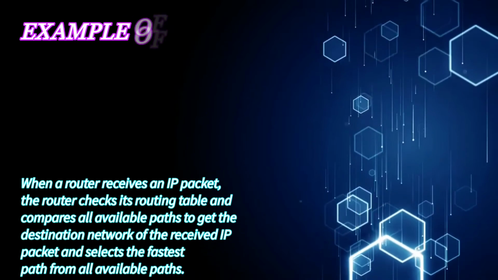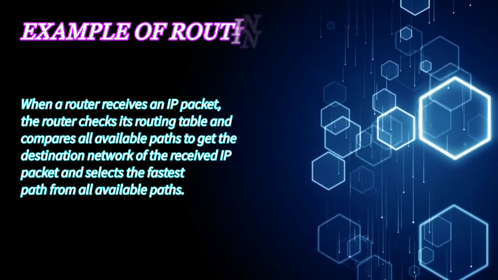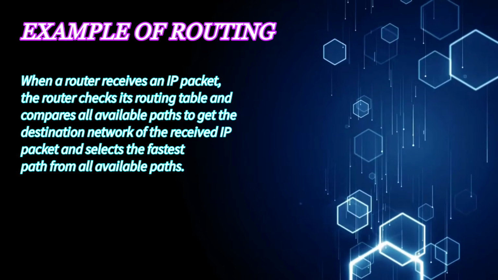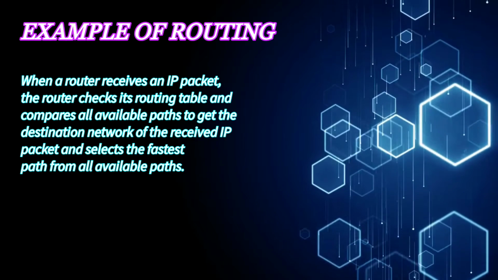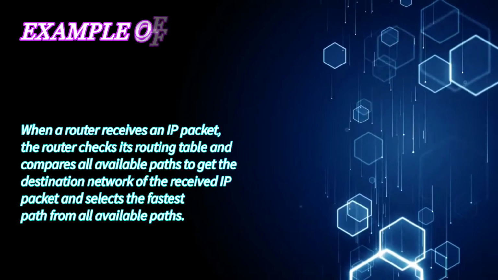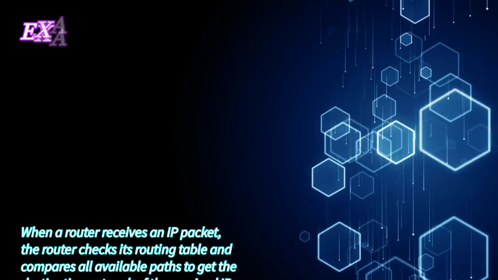An example of routing is when a router receives an IP packet. The router checks its routing table and compares all available paths to get the destination network of the received IP packet and selects the fastest path from all available paths.